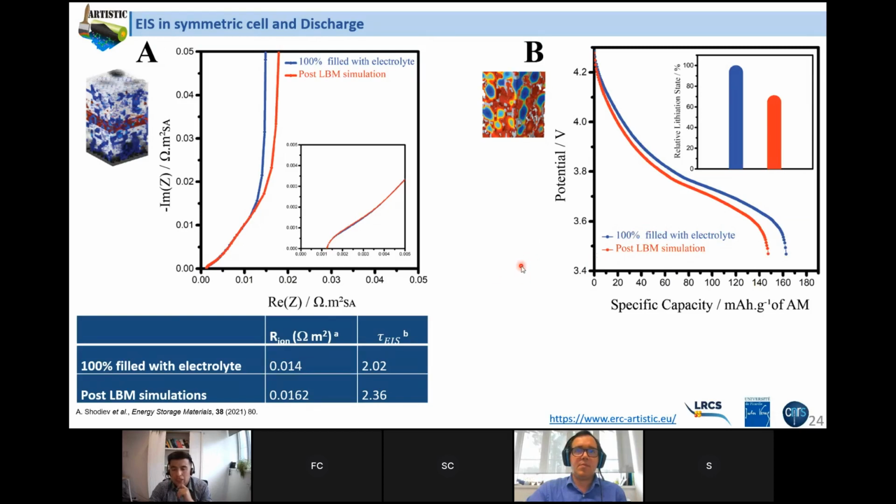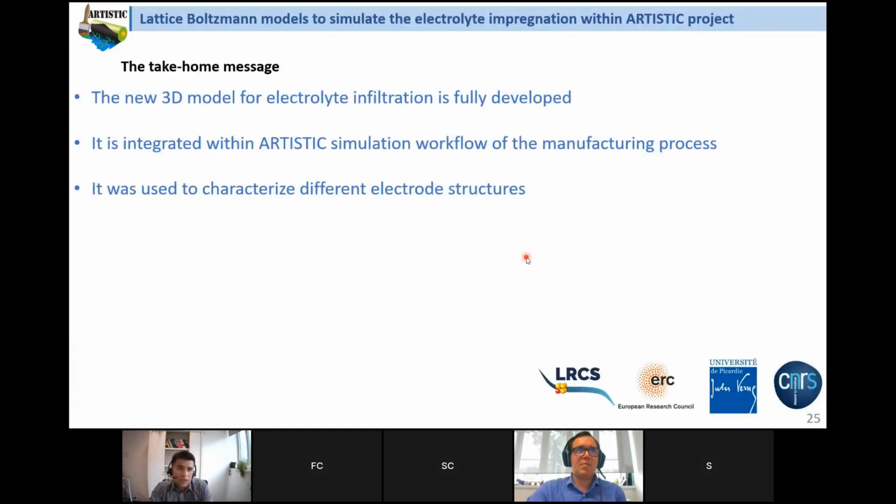And I think this can be even bigger for solid-state electrolyte-based cells, because we know that contact resistance is one of the biggest problems there, as far as I know. So it's not negligible when we simulate. It should be taken into account. What is the take-home message? This model is fully developed, it's ready to use, and it's integrated with the artistic simulation workflow of the manufacturing process. So it will be combined, and I believe next year it will already be available to the public.